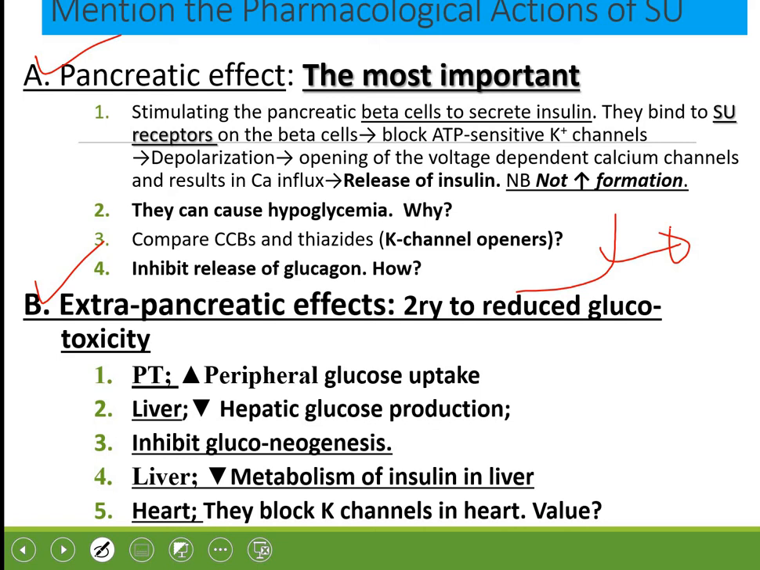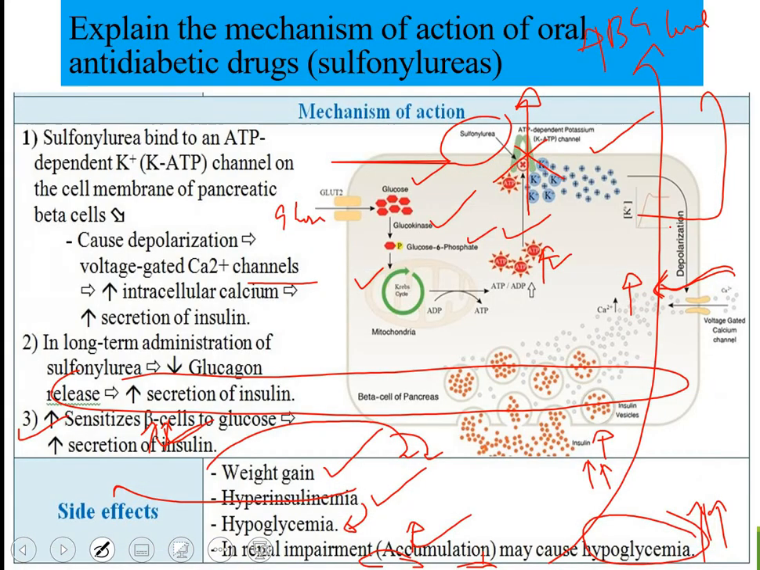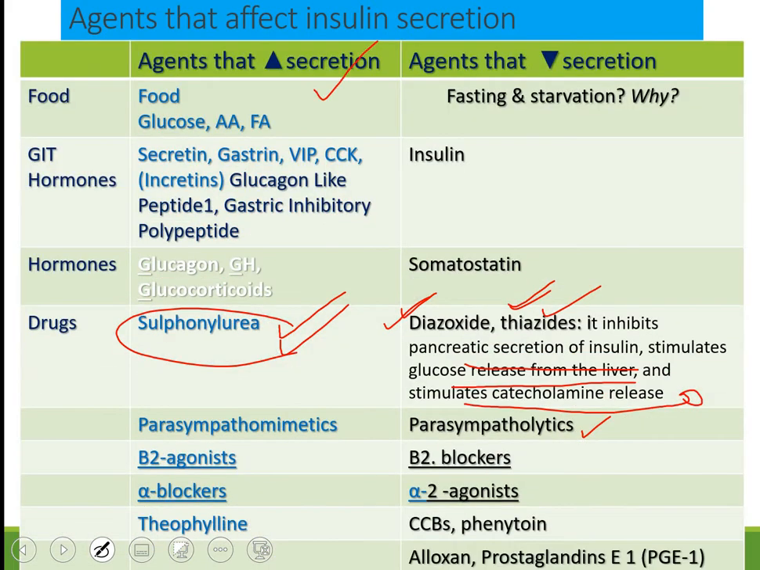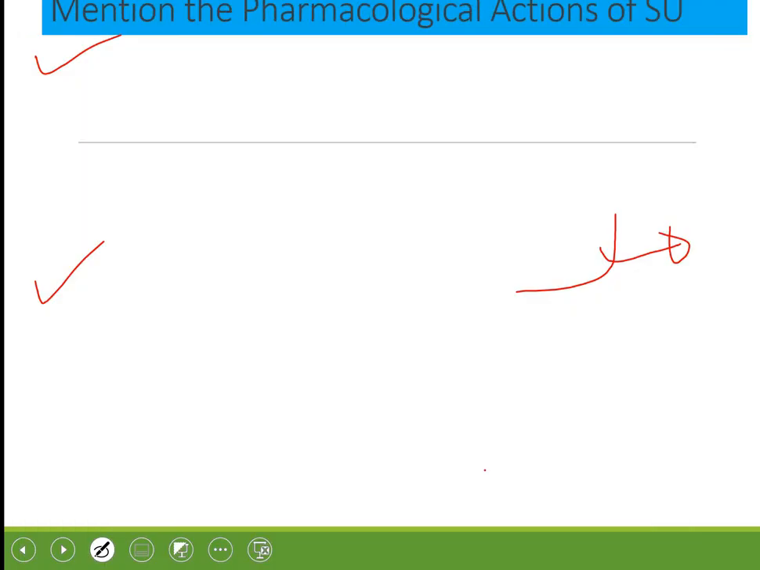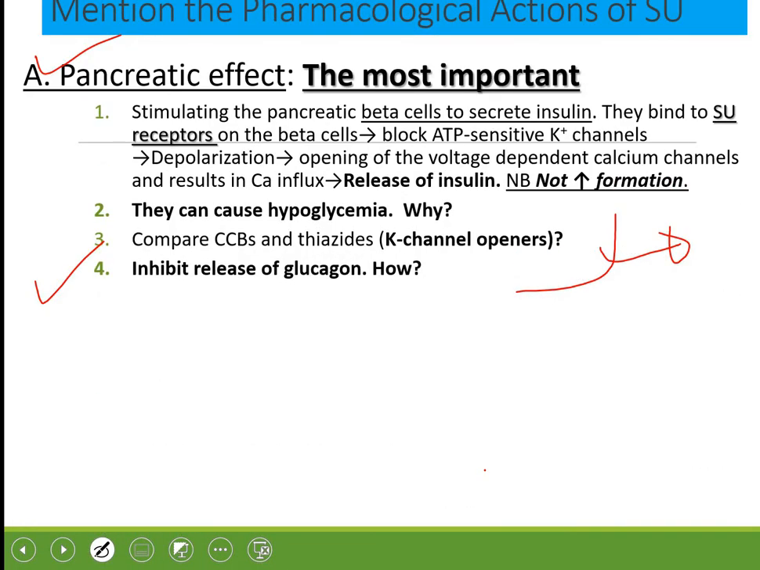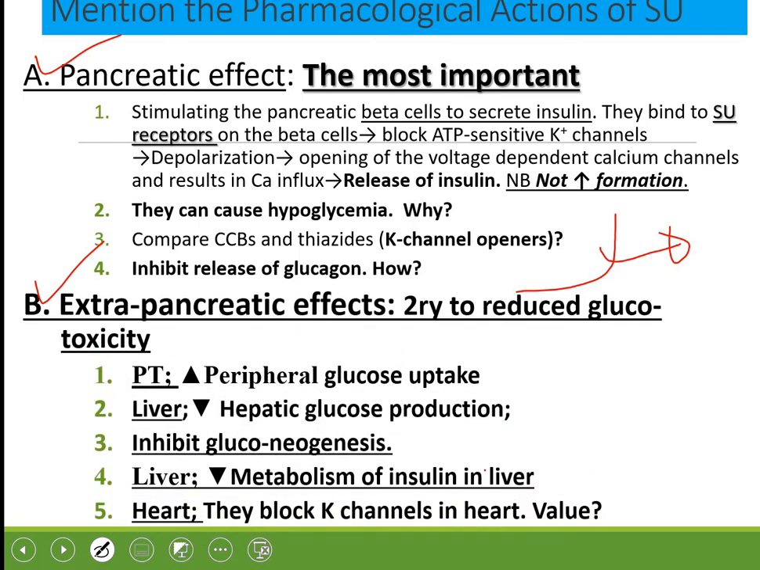Why? How? If I carry you back to the mechanism in the previous slide: if you give a calcium channel blocker, the entry of calcium inside the cell is blocked. Now there will be less calcium, and the release of insulin will be inhibited. If the release of insulin is inhibited, it will lead to increased blood glucose level. That is why calcium channel blockers can create problems for you, especially if you are going to manage a diabetic patient who has hypertension as well. It inhibits the glucagon release because their action is opposite on the alpha cells.